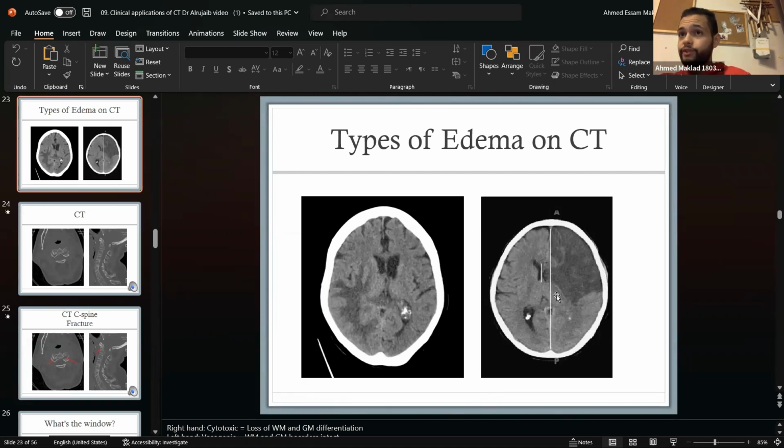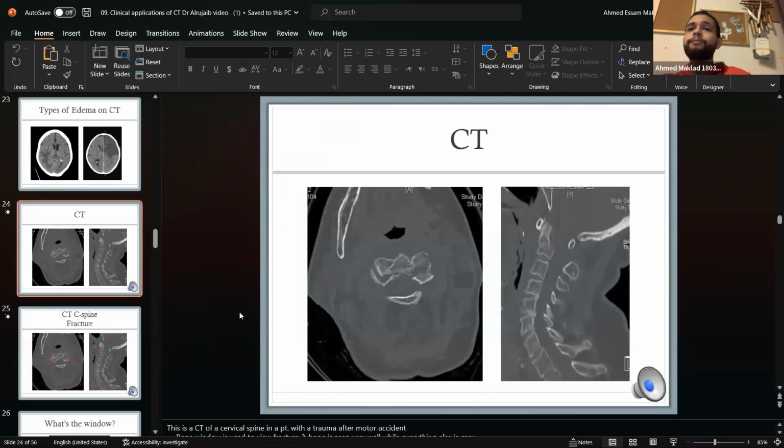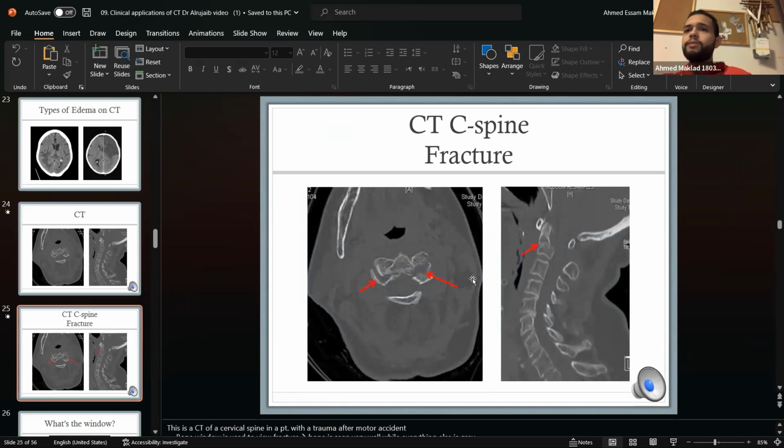You can't, all right? So this means that this is a cytotoxic edema, right? This is cytotoxic because you lost the differentiation between the white and the gray matter. But if you look here, all right, you can tell that this is the white matter and this is the gray matter. You can still see the differentiations, right? You can still see it. So if that is still there, then this is vasogenic. You're welcome.